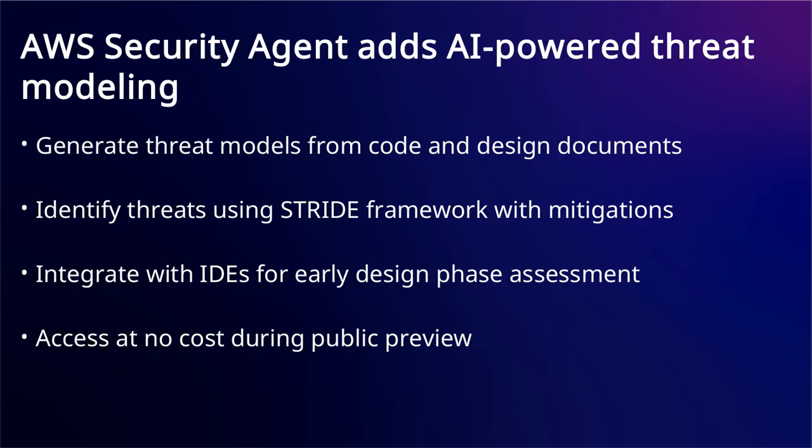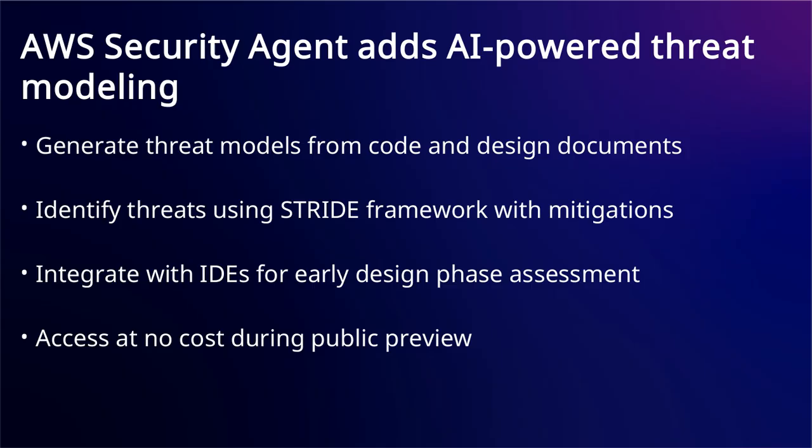Threat modeling requires specialized expertise and significant manual effort, making it difficult to implement consistently across development cycles. AWS Security Agent now includes threat modeling capability that addresses this challenge. You can generate threat models from your code and design documents, allowing the agent to analyze your application architecture, data flows, and trust boundaries automatically.